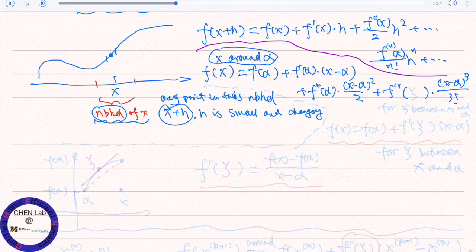What applications are there for this? Let me write an even simpler form. If I have f x, f alpha, and I just want to include one more term.